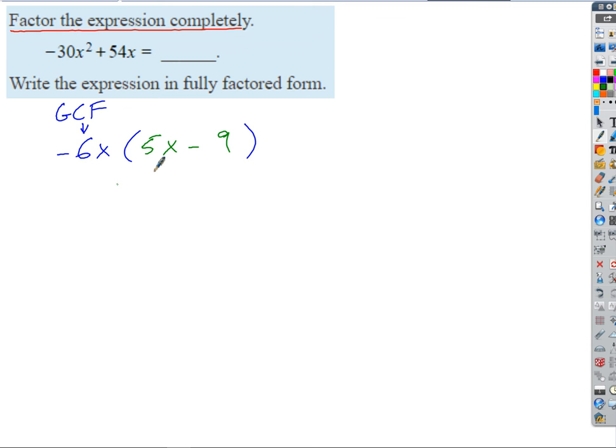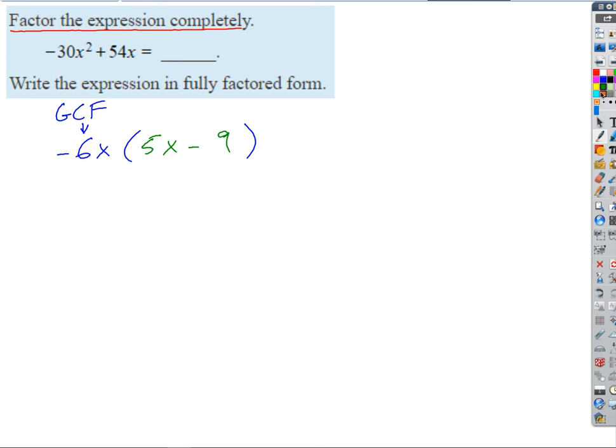So if I were to redistribute, negative 6x times what would be negative 30x squared? 5x, right? That's an okay way to think about it. So one way would just be to say, what would I need in these two positions to complete the distribution process, so I would get that back, right? What's another way? What's another way I could get that 5x?